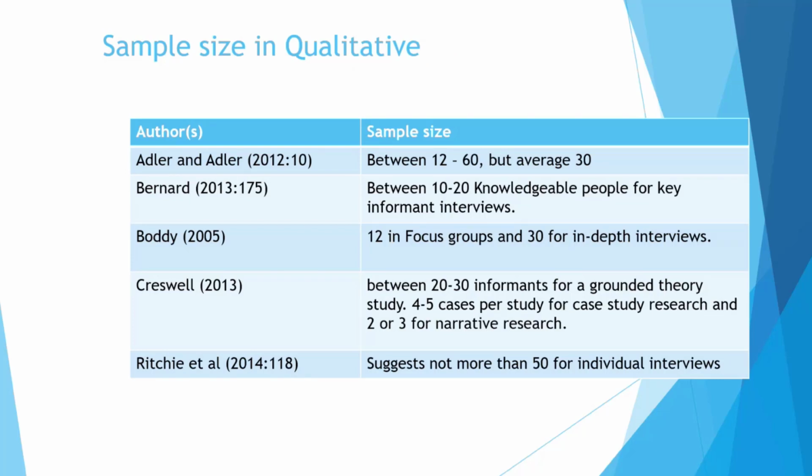All right. These are some of the authors. Adler and Adler argue that the sample size in qualitative research should be between 12 and 60. And remember, it's possible, and I agree with them. If I want to sample 12 participants, maybe I can decide to do a focus group interview. All right? But an average should be 8. So why are we bringing this?